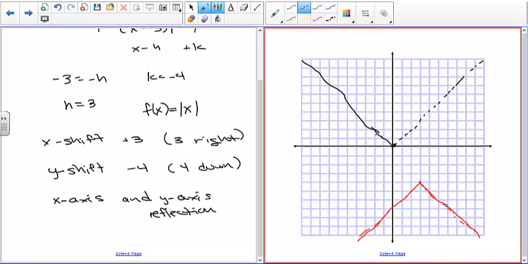Now if I do the y-axis, this will go over there and that'll go over there, and you get the same thing. So that's the way that one works. Did I do everything? I think I did.